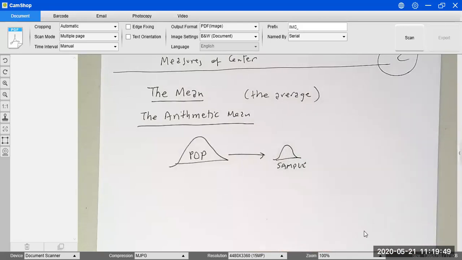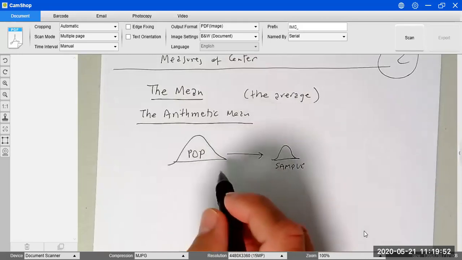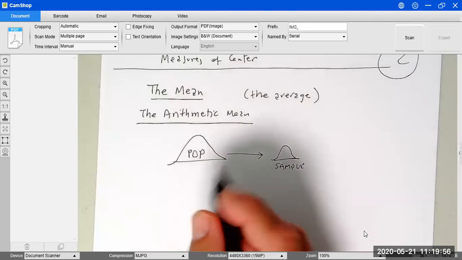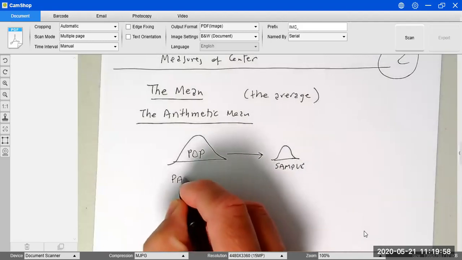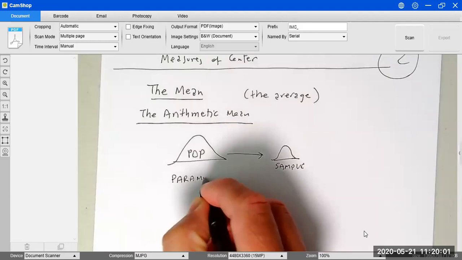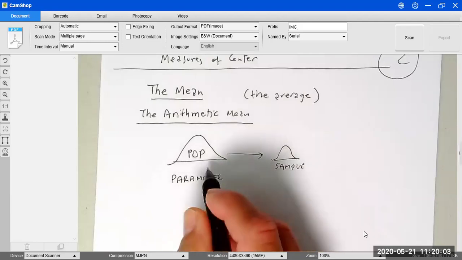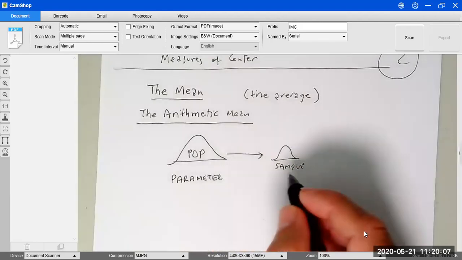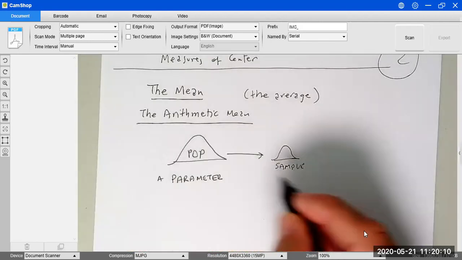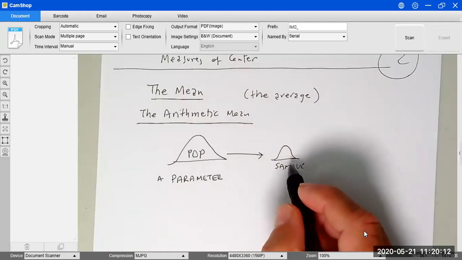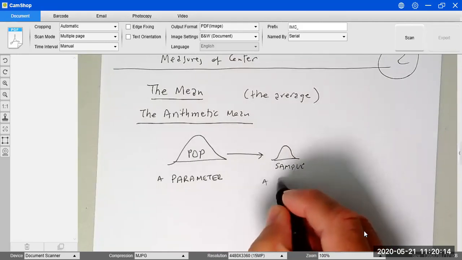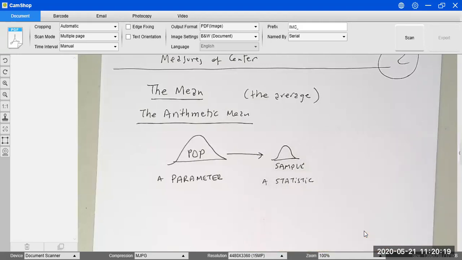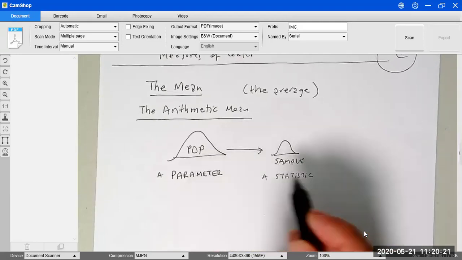So we learned the last time that any value that you use to refer to the population is going to be a parameter. So numerical values describing the population are known as parameters. A single value is just a parameter. A single numerical value that you obtain from the sample is going to be a statistic. So these are the definitions that we learned from chapter 1. So a parameter and a statistic.